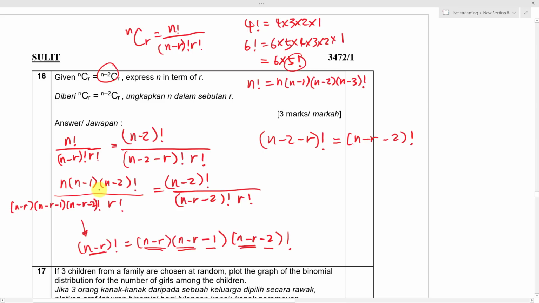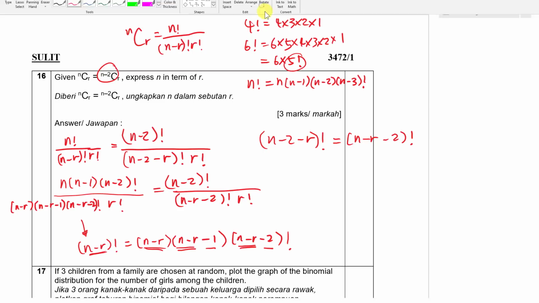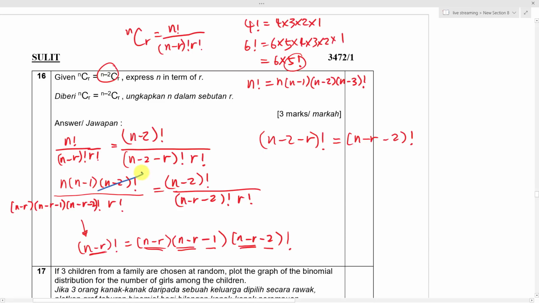And I will stop at factorial because now what I want to do is I will simplify factorial, n minus r minus 2 factorial and n minus r minus 2 factorial. I divide for both sides. I simplify for both sides. R factorial, I simplify for both sides. Is there any other thing I can cut? No, right? Yup, then I will do the rest.